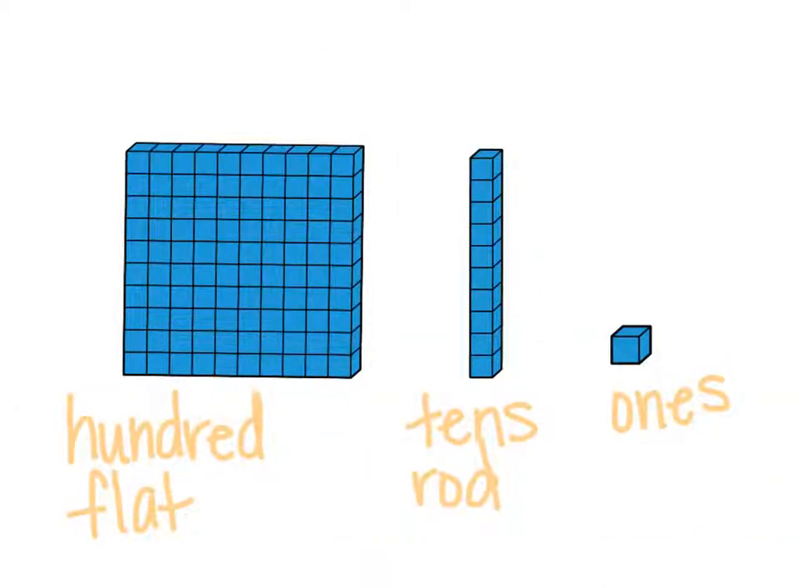Let's go over what we call our place value blocks. This one right here is called a hundreds flat. It's 100 cubes put together and it makes a flat square. This one is our tens rod. We have 10 ones cubes put together and it stands up like a rod. This one is our ones block.